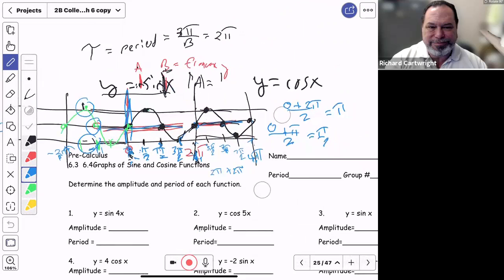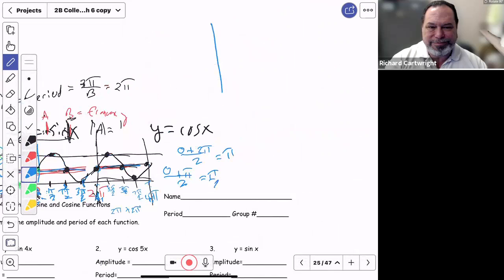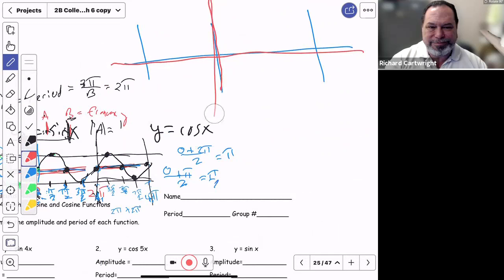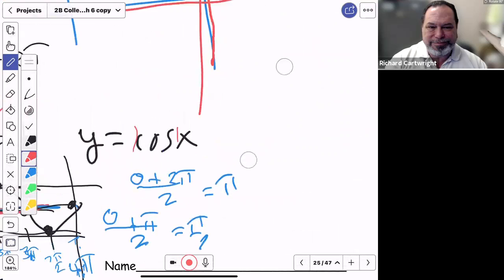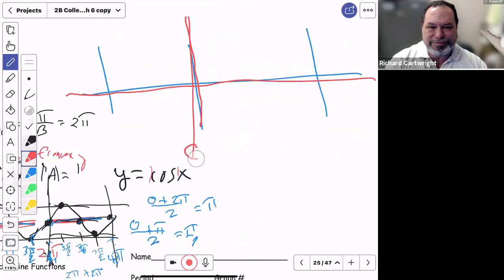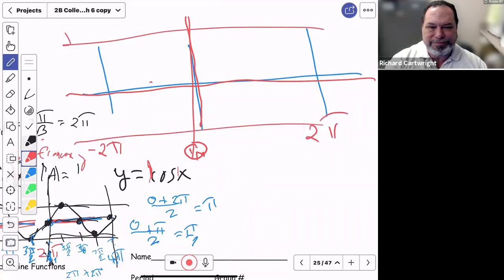That's today's lesson. Cosine, on the other hand, I'm going to do two periods, one this way and one this way. So again, this is my x-axis. This will be my y-axis. And since cosine has a 1, it's just a normal cosine starting at 0, ending in 2 pi, or starting at negative 2 pi, ending at 0. I do the same thing. Cut it in half. Oh, by the way, how high is it going to go? It's going to go 1. So 1 up, 1 down.